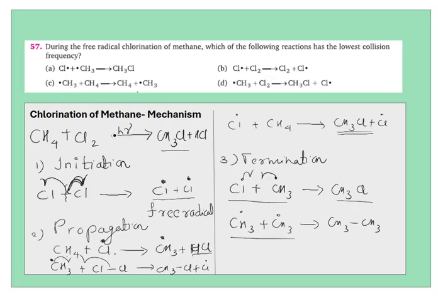Now let's read out a question based on this mechanism. During the free radical chlorination of methane, which of the following reactions has the lowest collision frequency? We know by now that a methyl colliding with a chlorine free radical is the lowest collision frequency due to their concentration, which is less. Therefore, what is the right option? Look for this reaction. Where is it? It is in option A. Therefore, the right option is A.